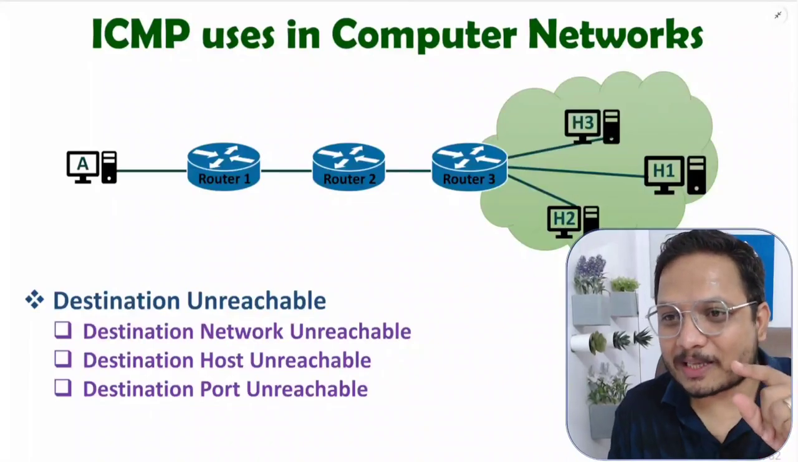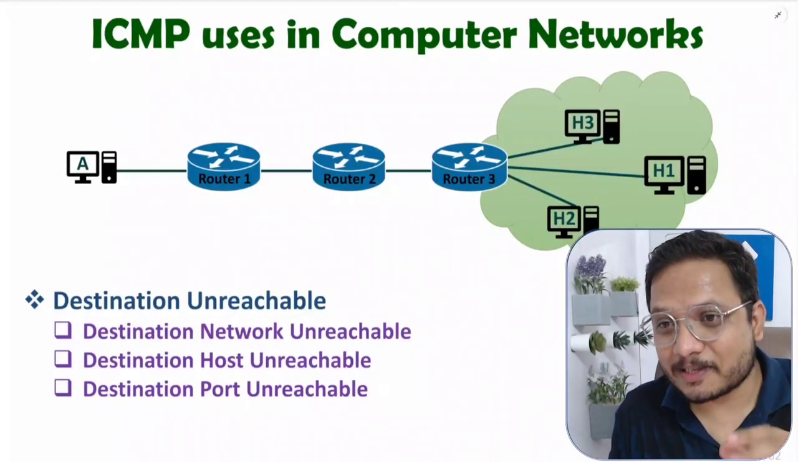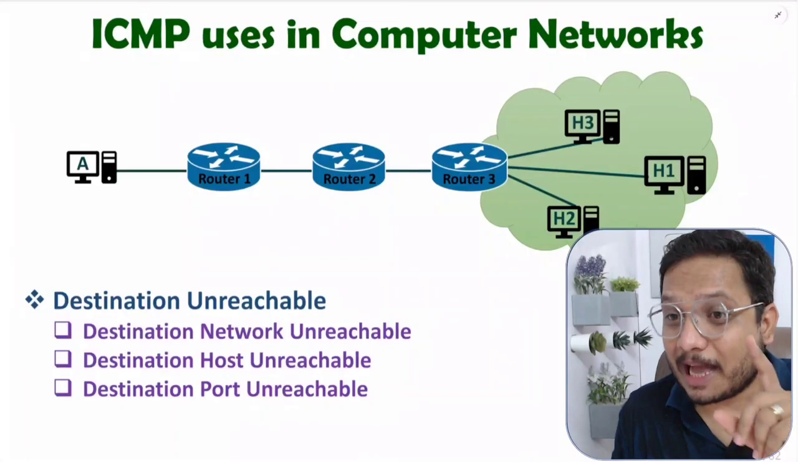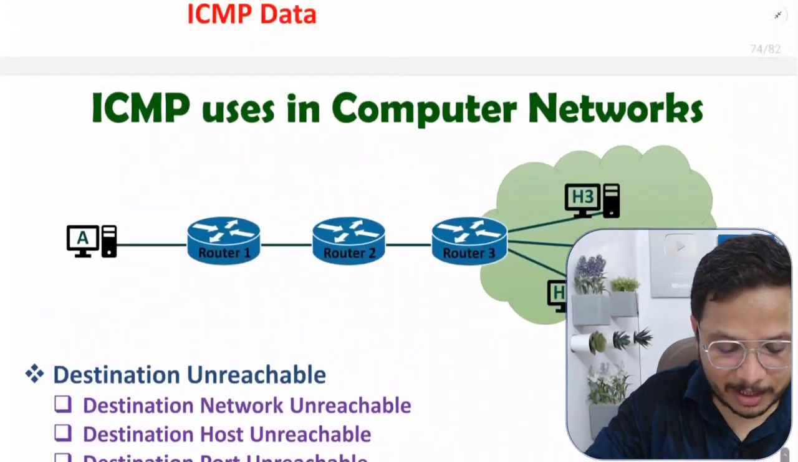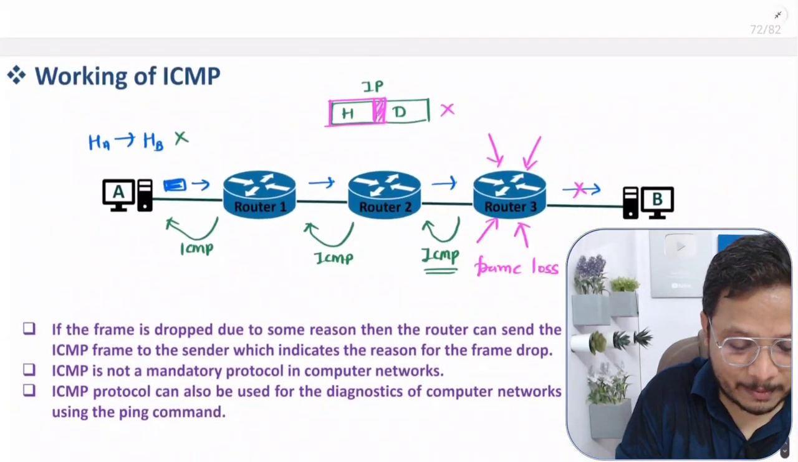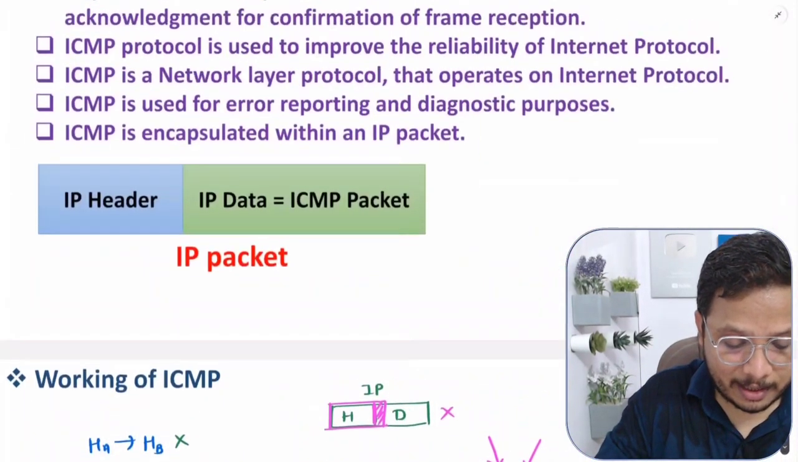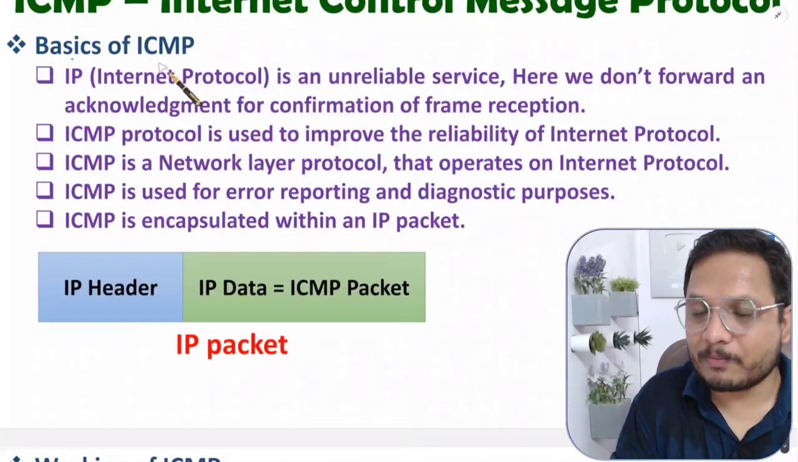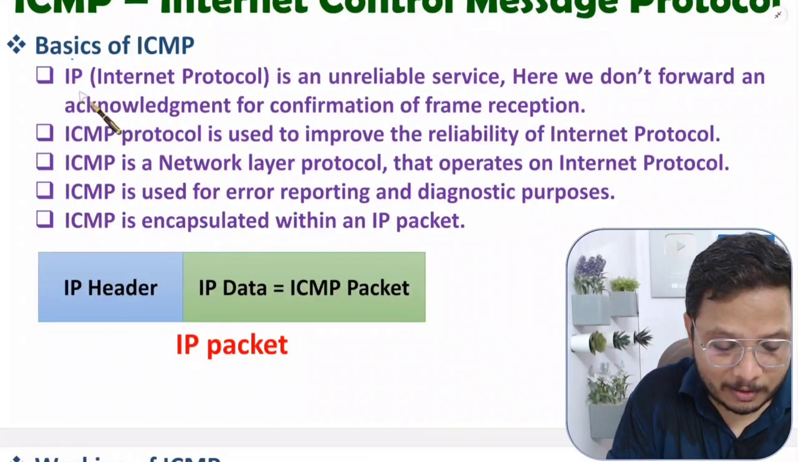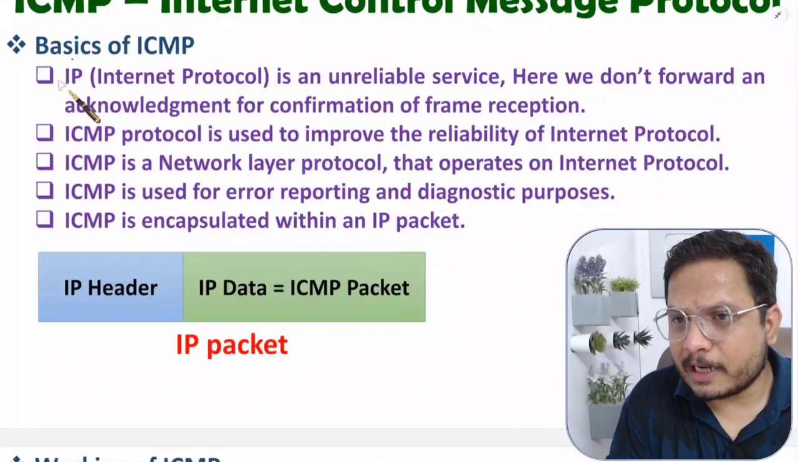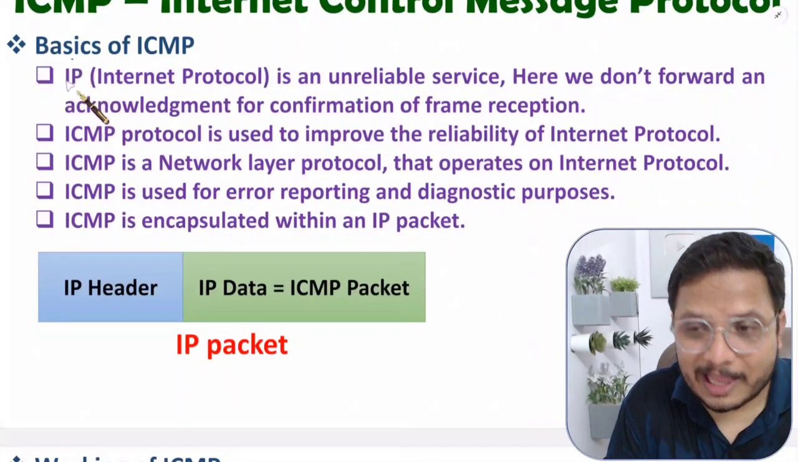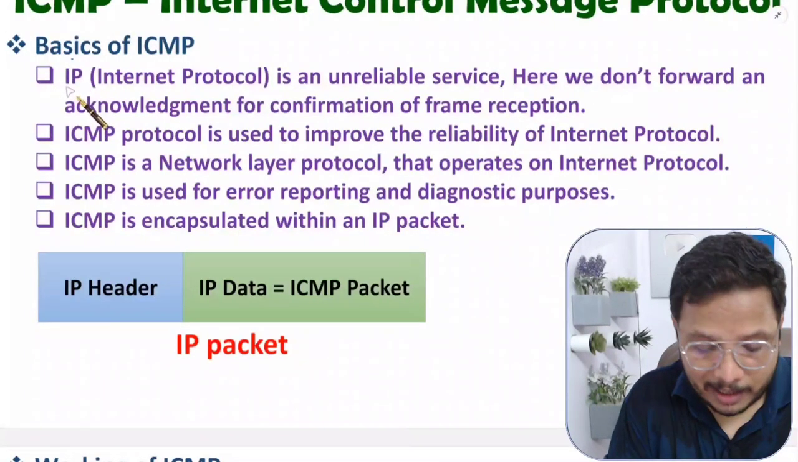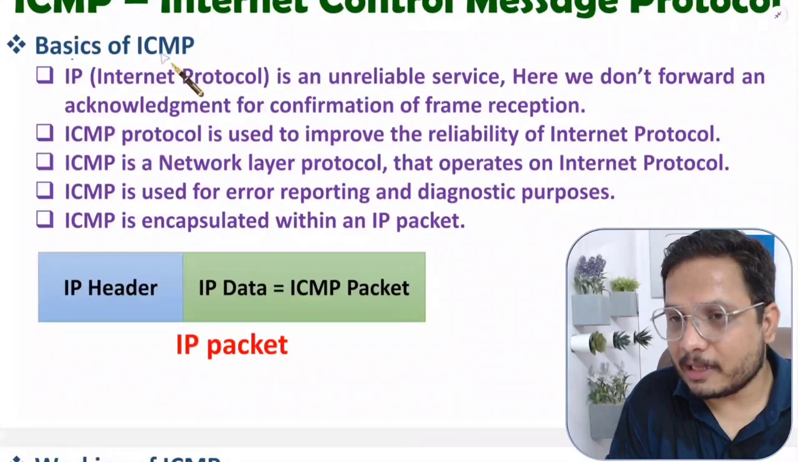In this video, I'm going to explain ICMP usages in computer networks. In my last video, I explained how the ICMP protocol functions. If you have seen my last video, I explained the working of ICMP as well as the basics of ICMP, and how it improves the reliability of the Internet Protocol, IP. In IP, there are two versions, IPv4 and IPv6. To improve the reliability of IP, ICMP is implemented in computer networks.